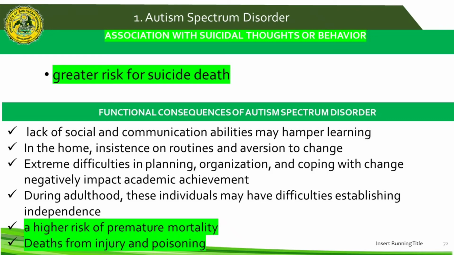Co-occurring intellectual developmental disorder, epilepsy, mental disorders, and chronic medical conditions may be associated with a higher risk of premature mortality for individuals with autism spectrum disorder. Deaths from injury and poisoning are higher than for the general population, as are deaths from suicide. Drowning, pagkalunod, is the leading cause of accidental death in children with autism spectrum disorder.